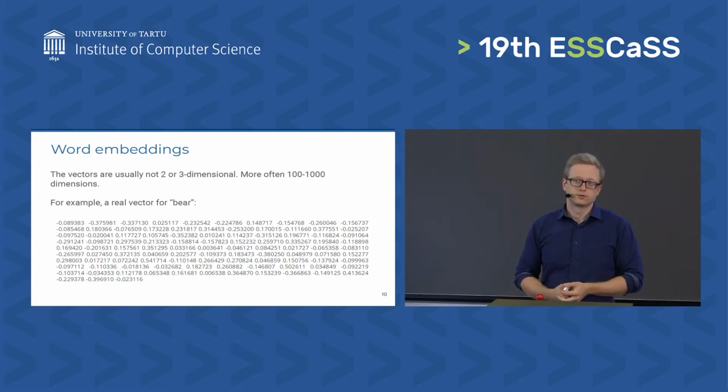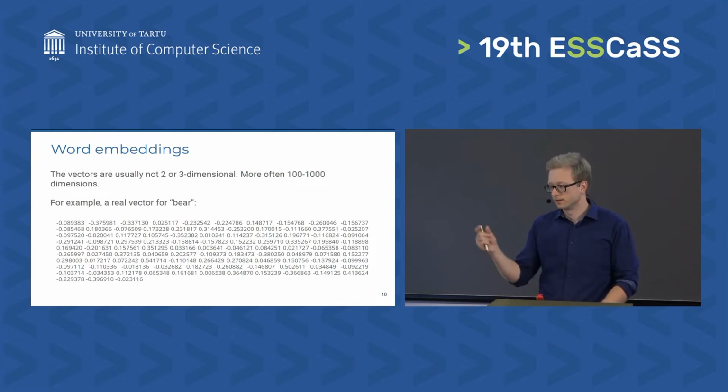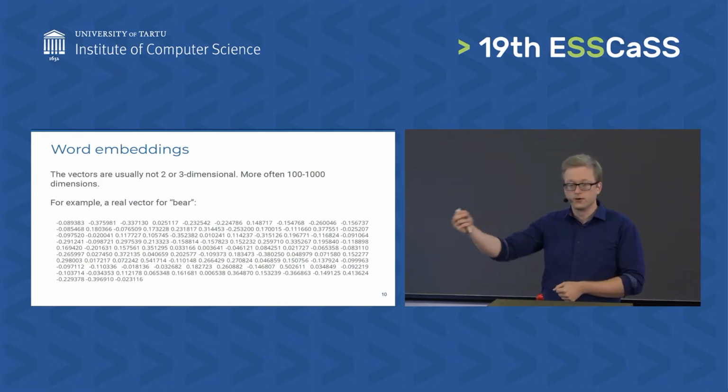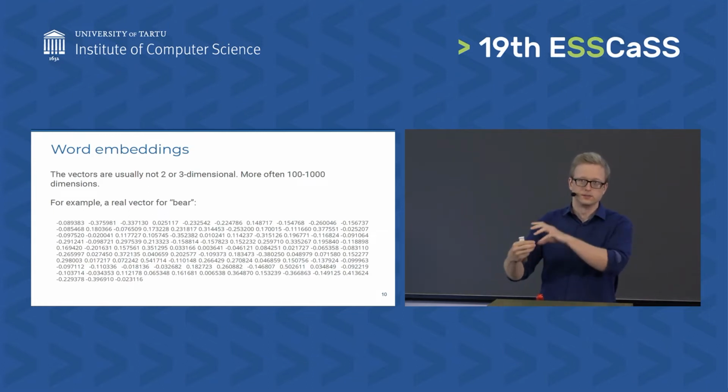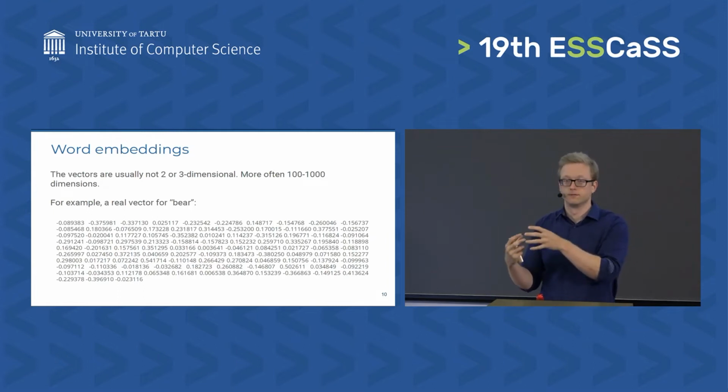We don't really know as humans what each of those values mean. It's an open area of research to actually interpret these vectors and the specific properties there. But we do know that this vector coordinate puts the word bear into an area of vector space that is similar to other words that have similar meaning.